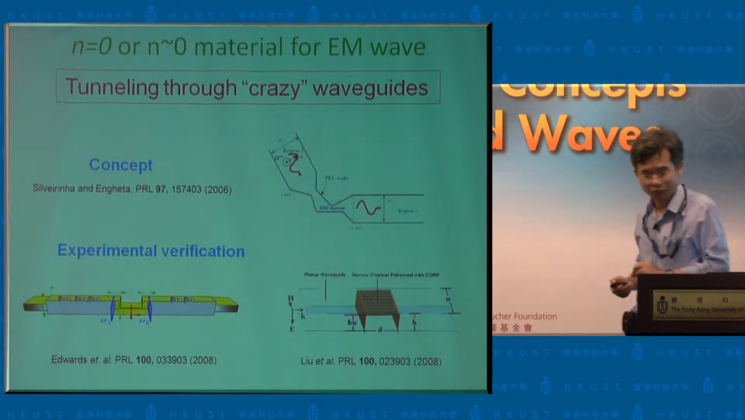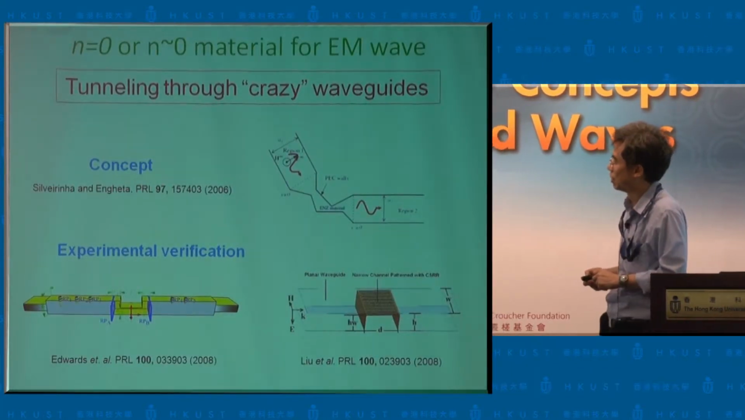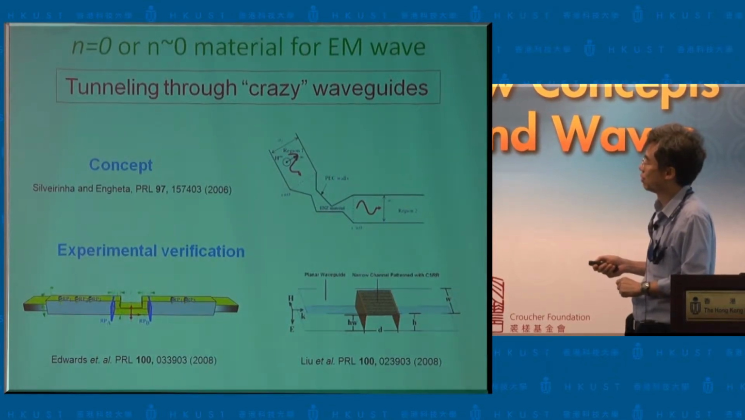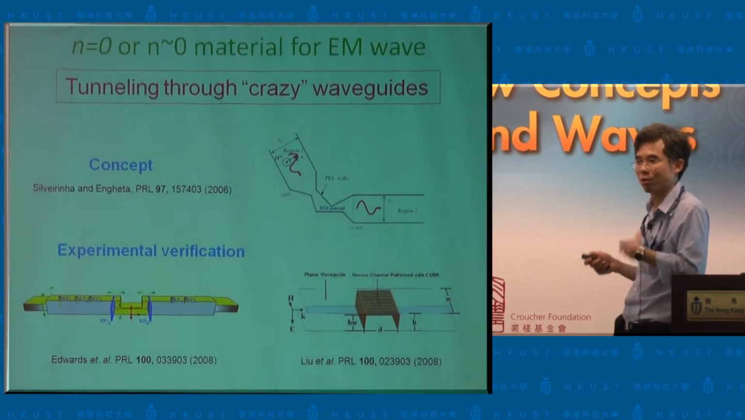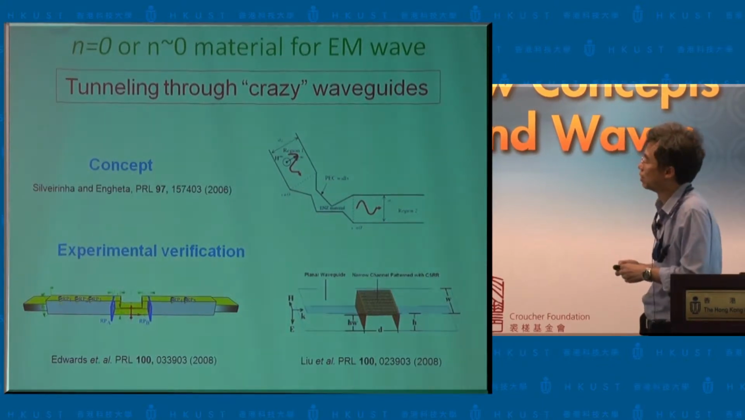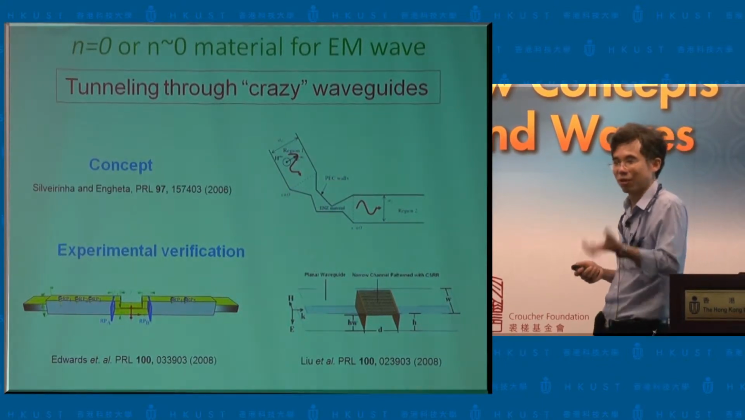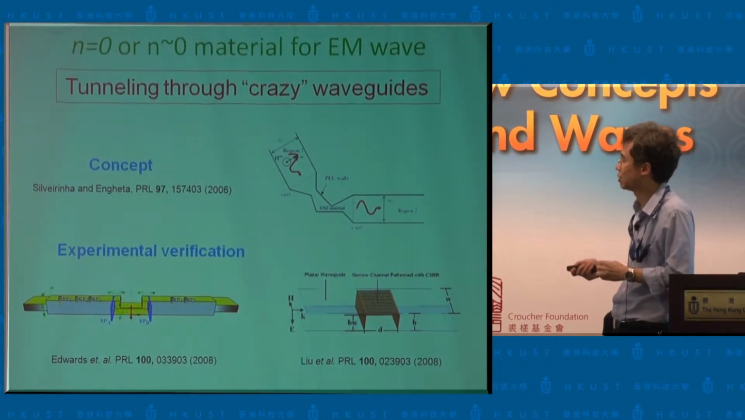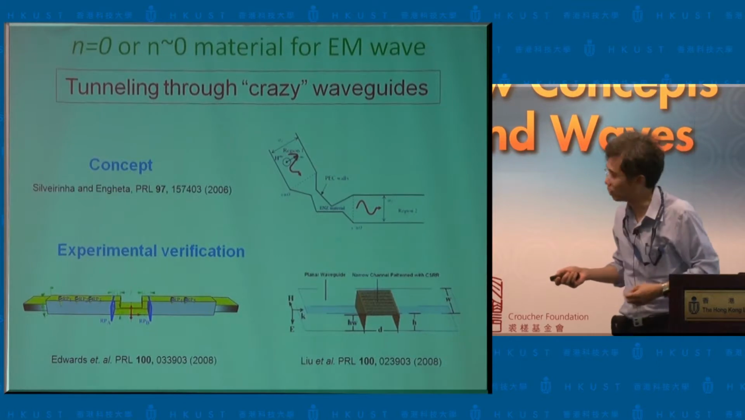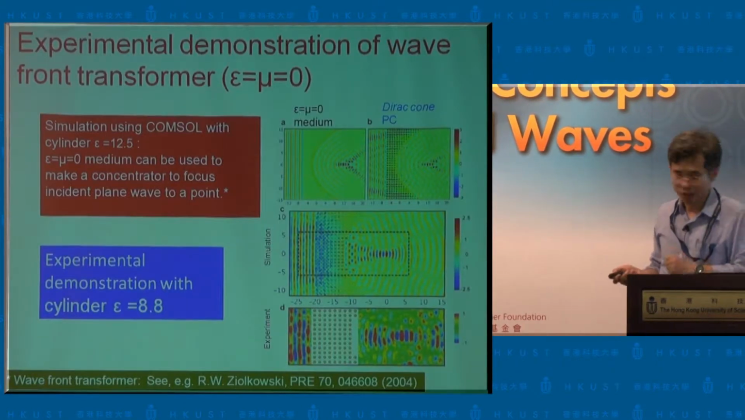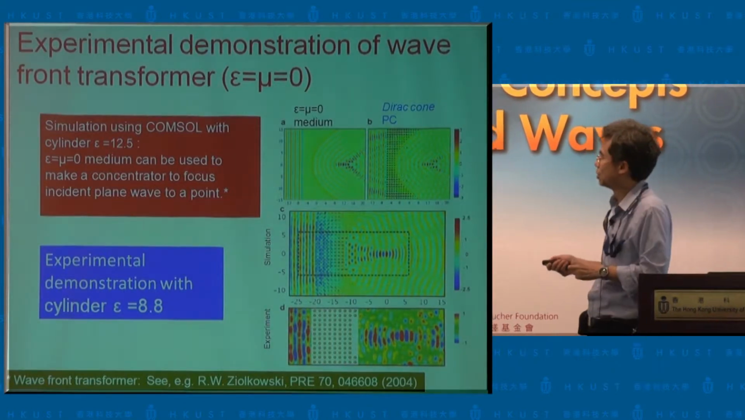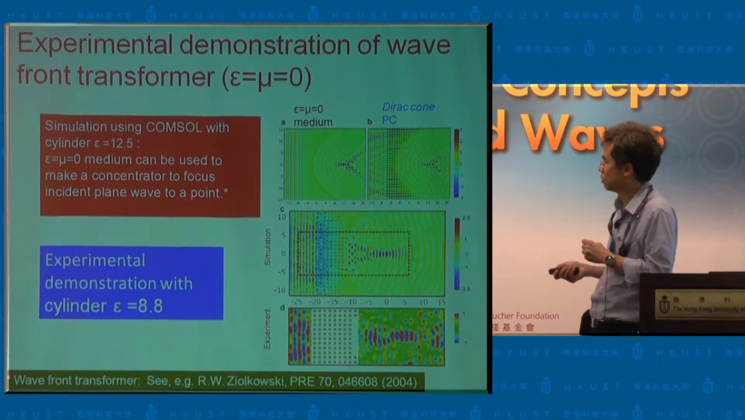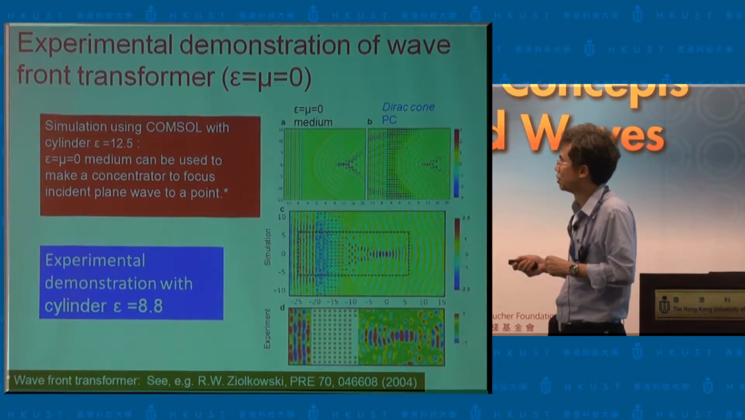And now, of course, it has been known for many years that if you have a refractive index 0 or almost 0 material, you can have a lot of interesting wave manipulation possibilities. For example, you can have wave tunneling through waveguides. I think one experiment is done by Smith group. And it can also be used as a wavefront transformer. This was proposed by Professor Szyrakowski many years ago.